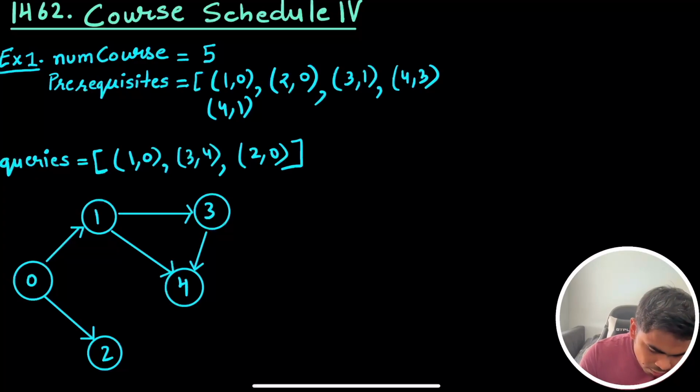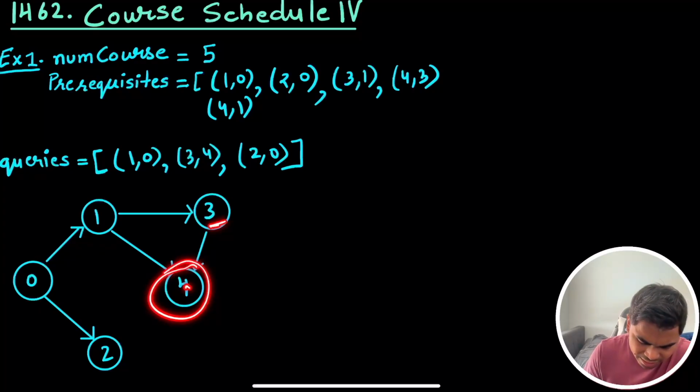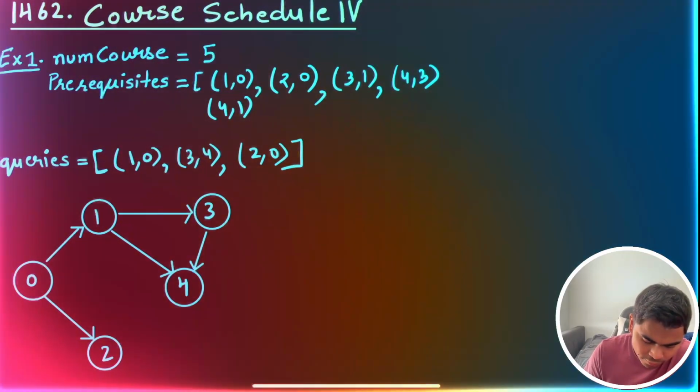All right, now these are the queries that are given to us, and we have to return a Boolean value in place of these queries in the answer, checking if this value A is a prerequisite of B. Now in this problem, can you tell me if 1 is a prerequisite of 0? Well, yes, that's true, because 1 is a prerequisite of 0. And how about 3 and 4? Is 3 a prerequisite of 4? No, this can be taken in any order, so that's false. Because 3 is not a prerequisite of 4. This is what I'm trying to say.